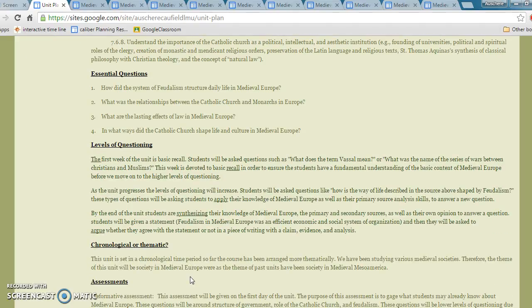The first week of the unit is just basic recall, remembering. We're going to do a lot of vocabulary front loading, and these are just to make sure they understand the basic concepts of vocabulary, feudalism, and the church. As the unit progresses, the questioning and thinking gets higher. They are asked to apply their knowledge to primary source analysis, and by the end of the unit, they're really synthesizing their knowledge of medieval Europe, their knowledge of the primary and secondary sources, as well as their own thinking and their own opinions.